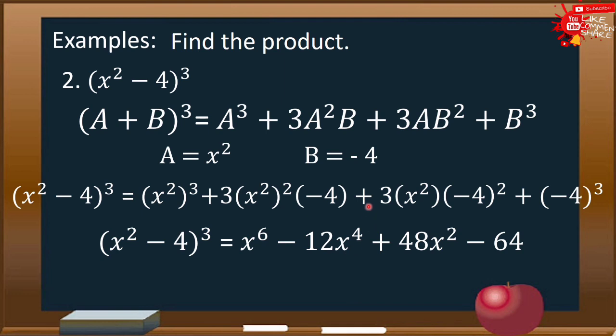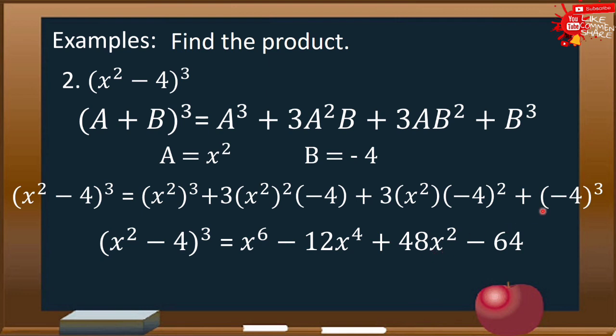And then we have here, so again, unahin muna natin yung may exponent. So we have here negative 4 is quantity squared. So meaning we have negative 4 times negative 4. And negative 4 times negative 4 is positive 16. Then positive 16 times 3 is positive 48. Then times x squared, so we have positive 48x squared.